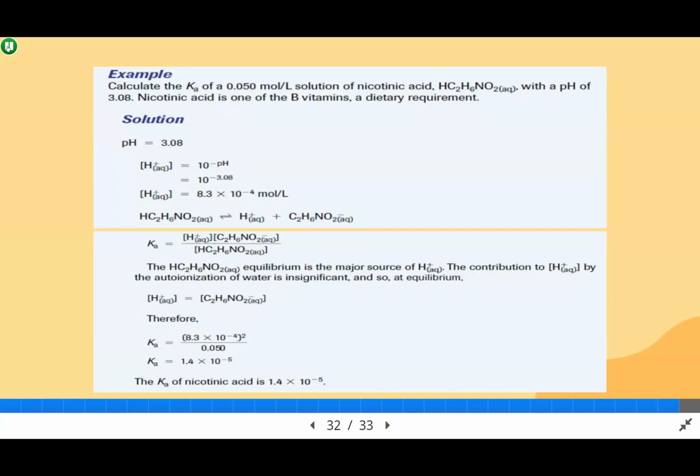When we write out our ionization or equilibrium equation for nicotinic acid, we get nicotinic acid yields H+ and then our nicotinate ion. We write our equilibrium expression, so the concentration of the products over the concentration of our acid, nicotinic acid.